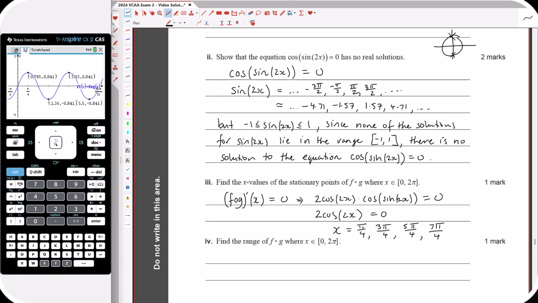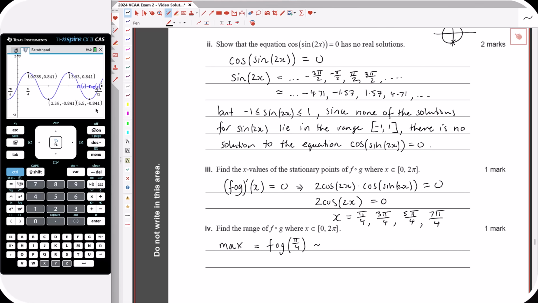Okay, so it's not giving me exact values, but it is telling me that the y value is the same at both of those stationary points. And so I can see that the maximum is at pi on 4. Work that out exactly, that's just for decimal. Do that in a second. And we can see that the minimum is at 3 pi on 4. Or the max is also at 5 pi on 4 and the minimum is also at 7 pi on 4.